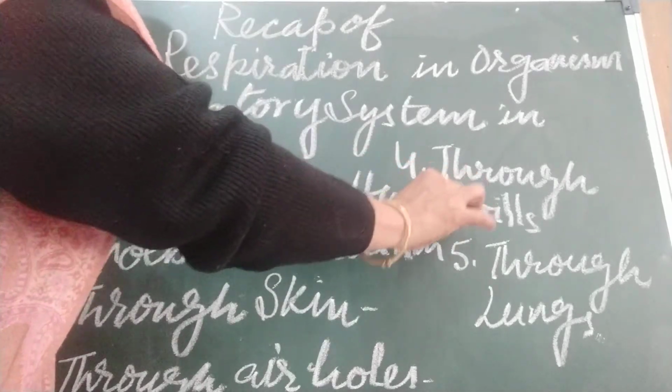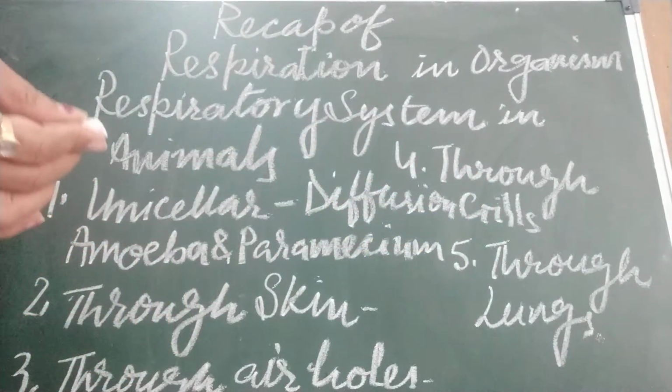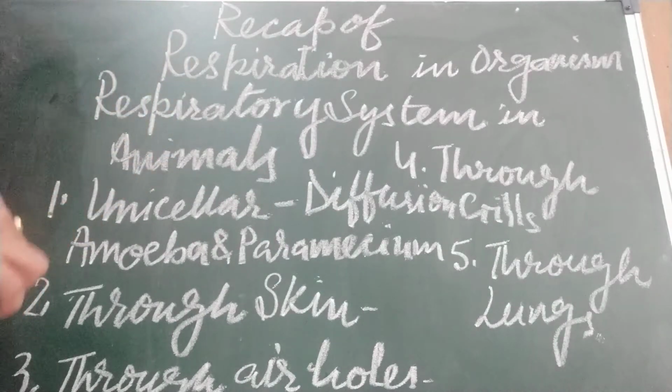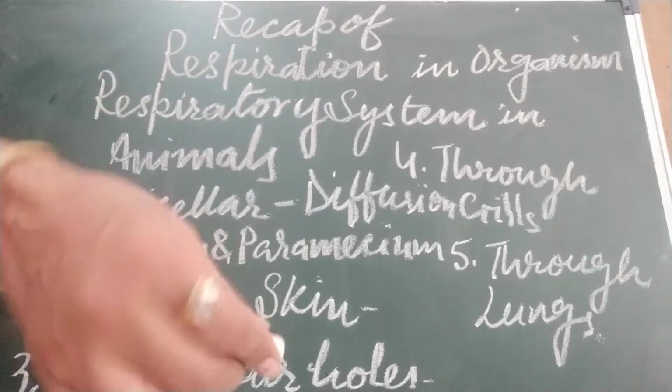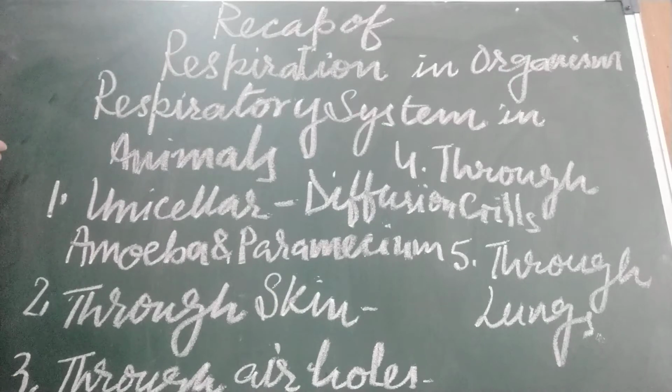A semi-permeable membrane is there. Oxygen goes in and carbon dioxide comes out. So, in unicellular organisms, respiration takes place by the diffusion process, like exchange of gases, and then oxygen is used by the organism for the respiration process.